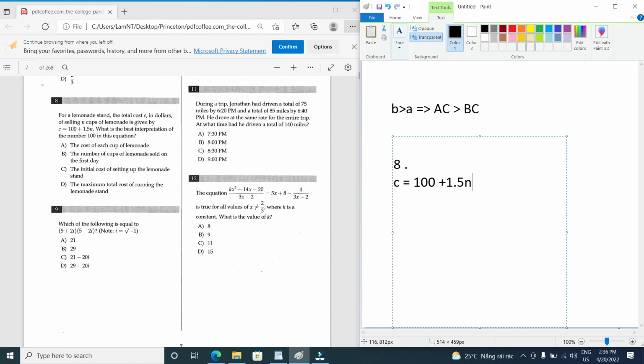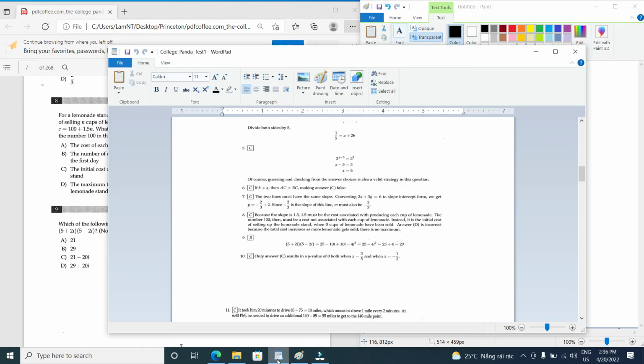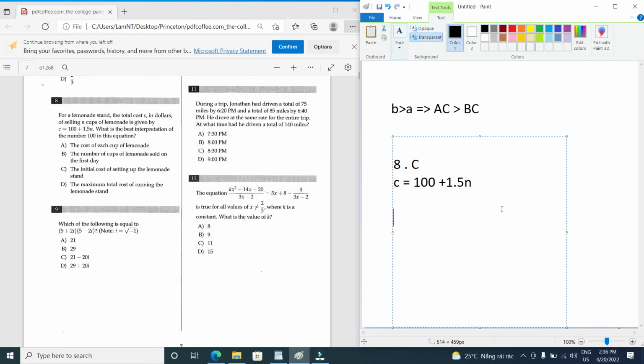So in here we have to look at an additional fee of $1.5 for each lemonade cup. So the answer is actually C, right? That's obvious because we are looking for an additional price charged.